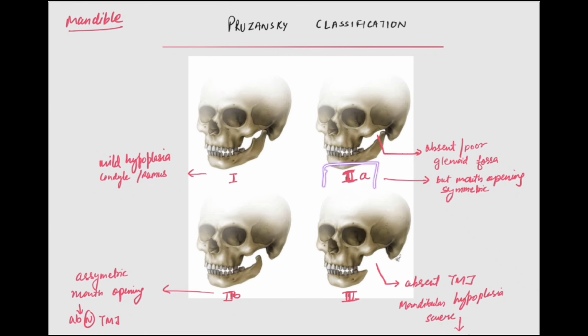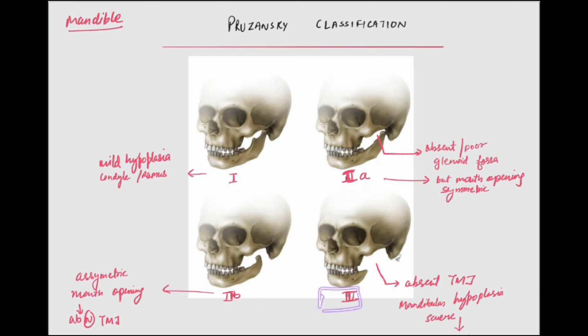In grade 2A, there is absent glenoid fossa. This is the glenoid fossa which is absent here in grade 2A, but the mouth opening is symmetric and the TMJ, temporomandibular joint, is at normal position. In grade 2B, there is asymmetric mouth opening and there is abnormal placement of the temporomandibular joint.